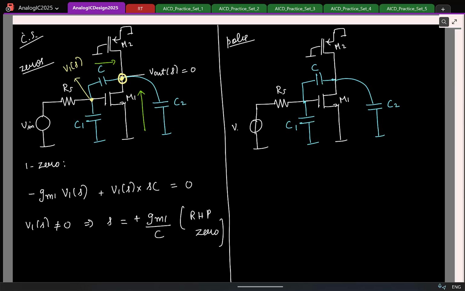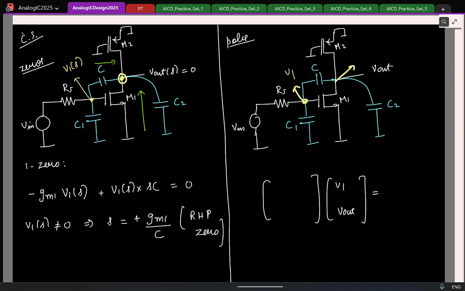So let's say this is your input, this is your output. You apply KCL here. How many nodes are there here? I have two nodes and I have two unknown voltages. One is V out, other is this gate voltage V1. So you write two KCL equations. So you have two unknowns, which is V1 and V out. So you'll get simultaneous equations like this. You can solve it using any of your favorite methods, right?